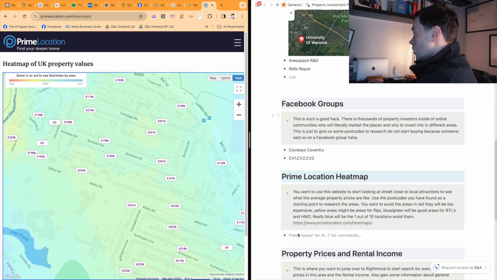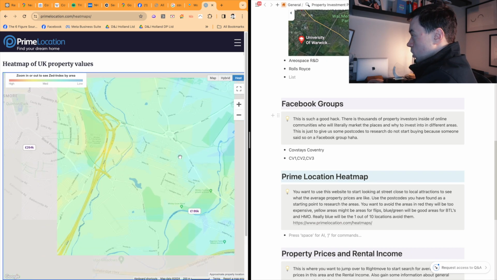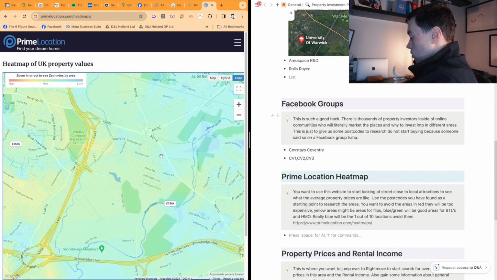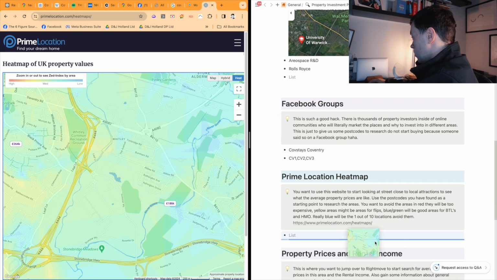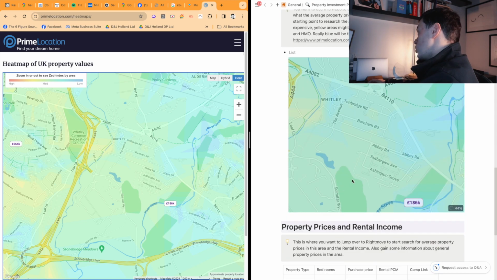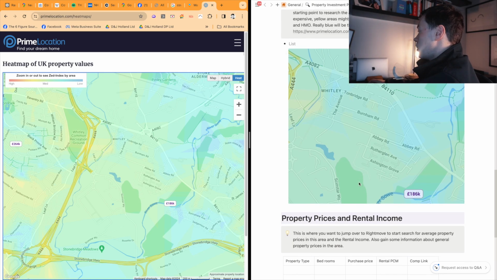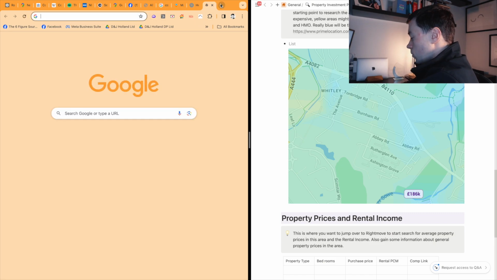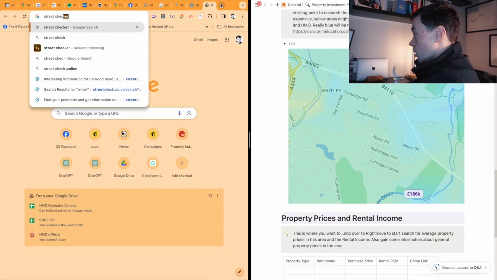So what you can do is, once you get some locations, what I like to do is I'll just screenshot the roads and then lob this in there. And then you know the streets you're looking at, because this is where we want to drill down. You really want to drill down into streets rather than keeping it broad and specific with areas. So let's have a look at street checker.